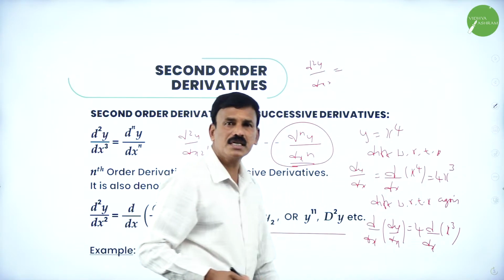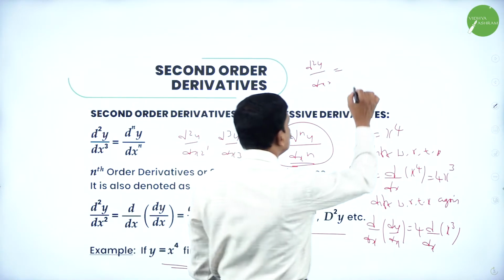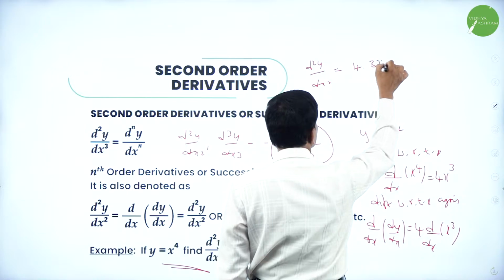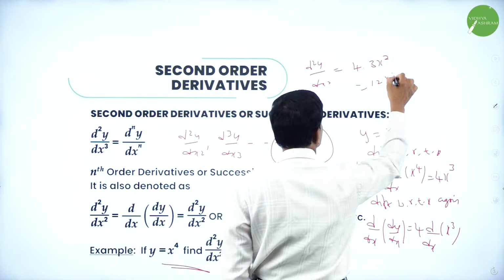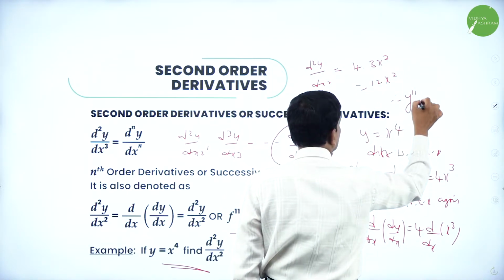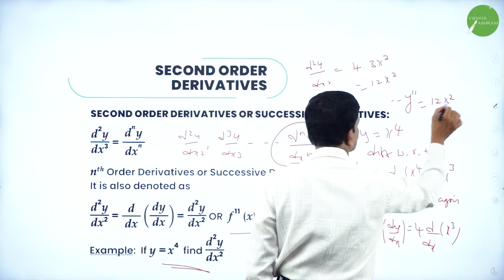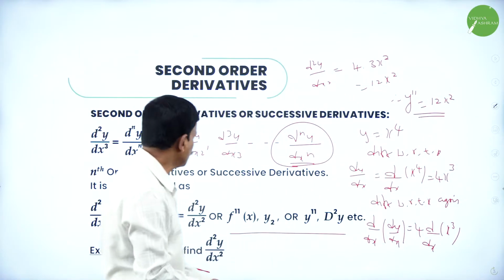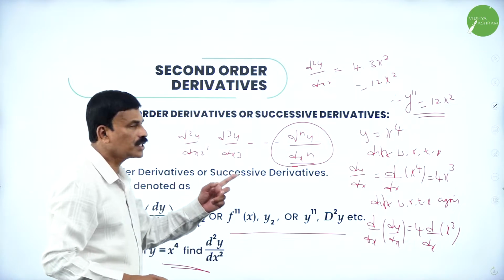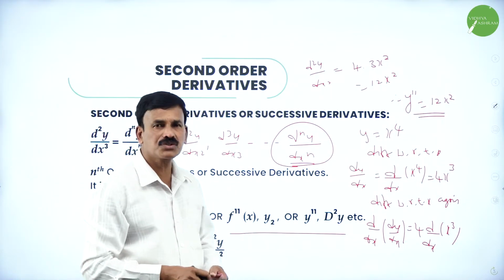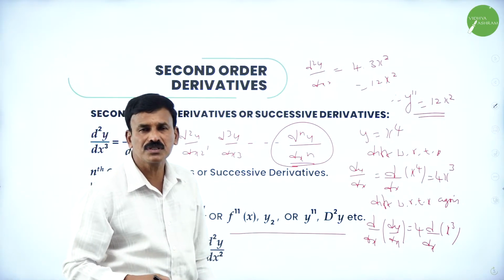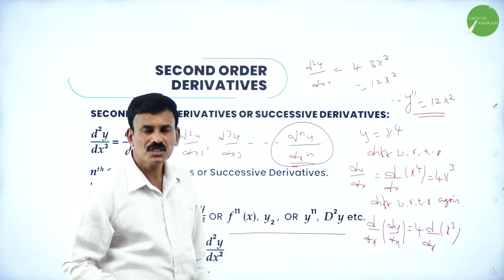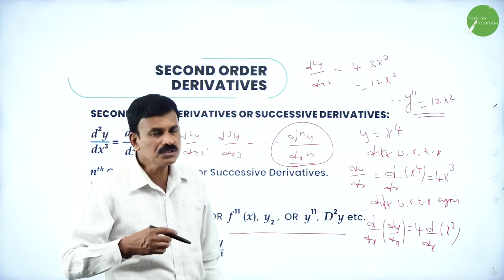d²y/dx² is equal to 4 into the differentiation of x³, which is 3x², that is nothing but 12x². So therefore y'' is equal to 12x². So if you differentiate x⁴ two times, what will you get? 12x² is the second derivative for the given function, right? That's it. This is how we are going to differentiate.